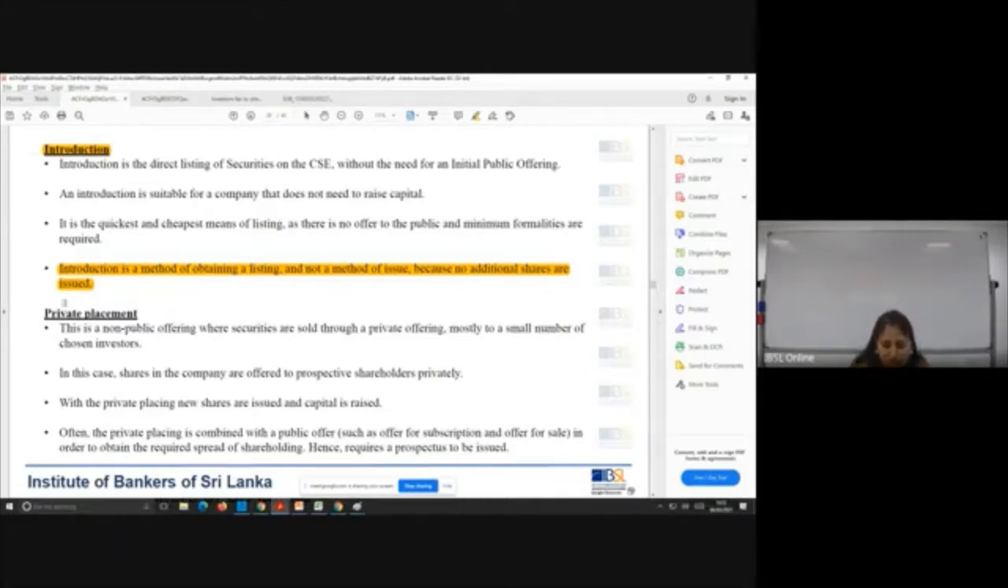You have new shares issued. The company gets new money, or equity capital, but the offering that you did is not a public offer. It's a private offer. Now, usually it's very rare that you see a private placement only. Usually it is coupled with a public offer.